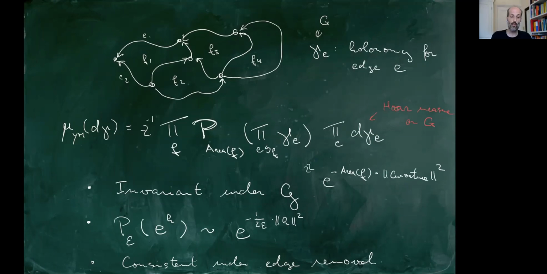Okay, but this really works only in 2D, right? This formula already doesn't make sense beyond 2D, because in 3D, if you have a little loop, there isn't even a natural notion of area associated to it anymore. So this is very much a 2D construction.